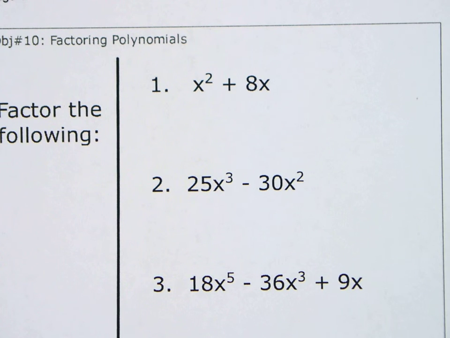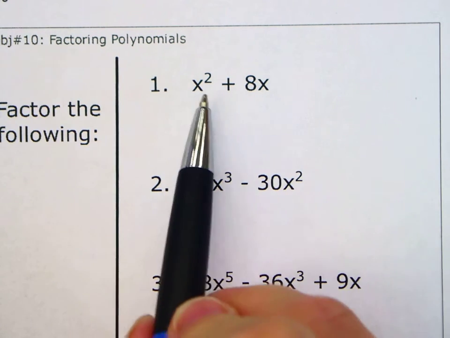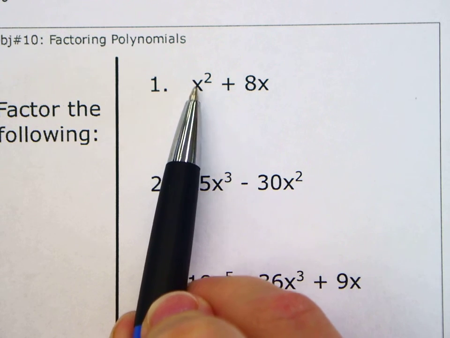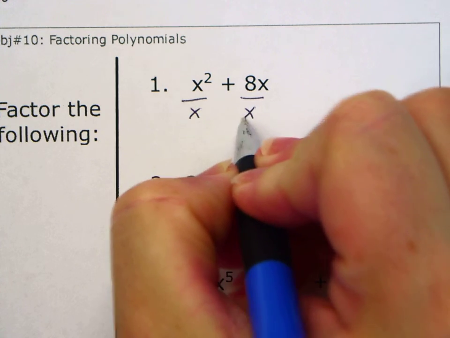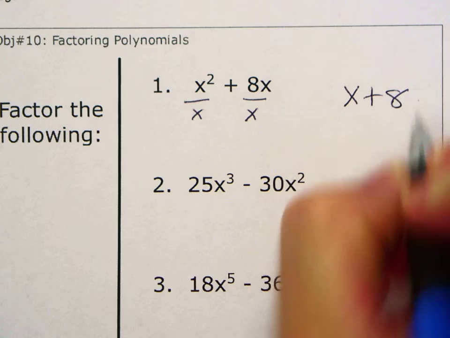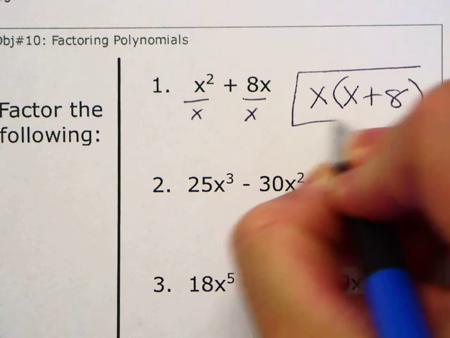Factor the following. Pause the video. Try it. We've done all of these. All right. So number 1, what's the GCF? Is there a GCF for the numbers? No, it's just a 1. So then you have x squared and x. Take the smaller one. X. What do you get when you divide? X plus 8. Remember parentheses and put x on the outside.